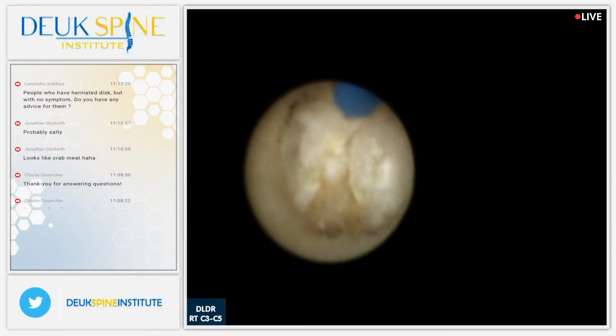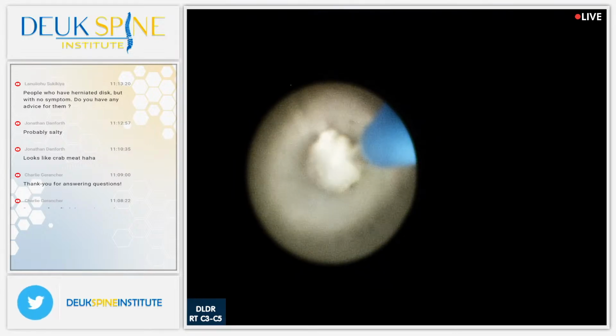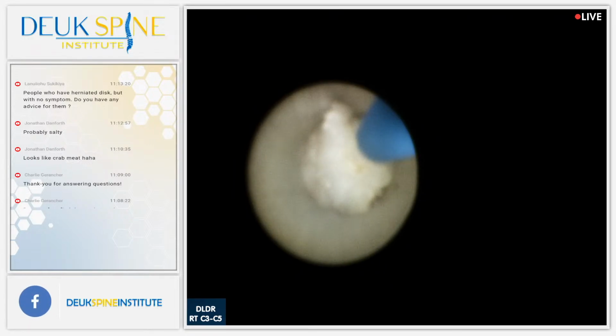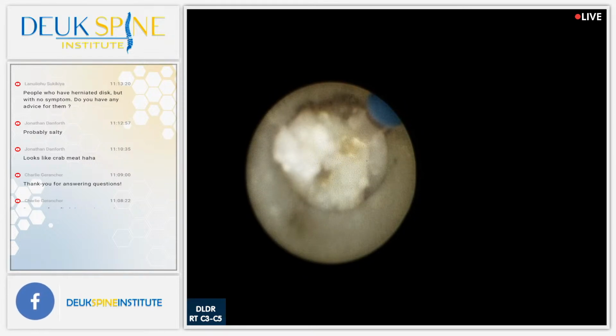But the average number of bad discs, oh, look at that. The average number of discs that we treat in a patient that's symptomatic is 2.4.